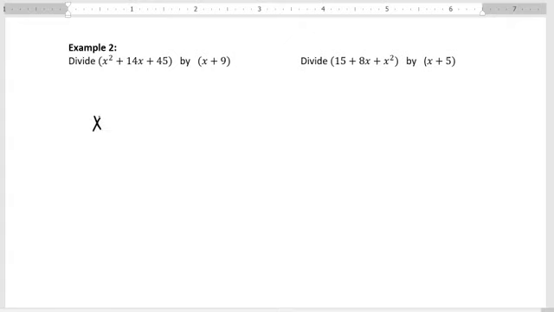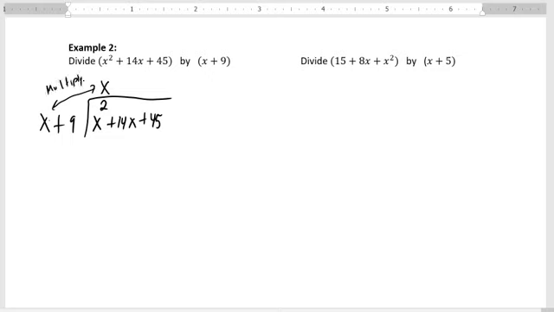So we want to make sure that we write it in descending order. And then we're dividing by x plus 9. So in order to get an x squared, I will need to multiply by x. x times x is x squared. Plus x times 9 is 9x. We need to subtract. So what we're doing is changing the signs for both of these terms because we're subtracting the entire thing. x squared minus x squared is 0. 14x minus 9x is 5x. Bring down the 45.